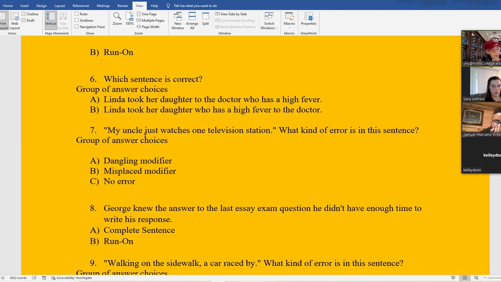I think I heard someone say the right answer. It's louder. What did you say? B, yes. Because we have to move just. My uncle watches just one television station. So if we have to move the modifier around to make it a correct sentence, then it becomes a misplaced modifier.